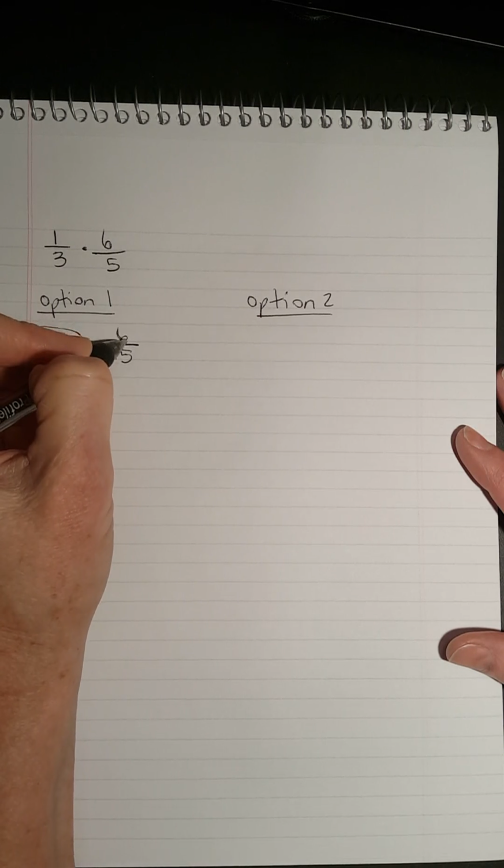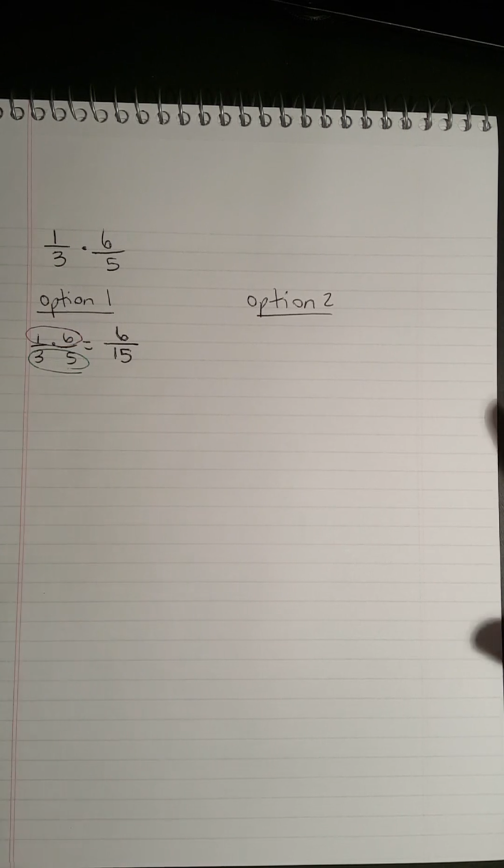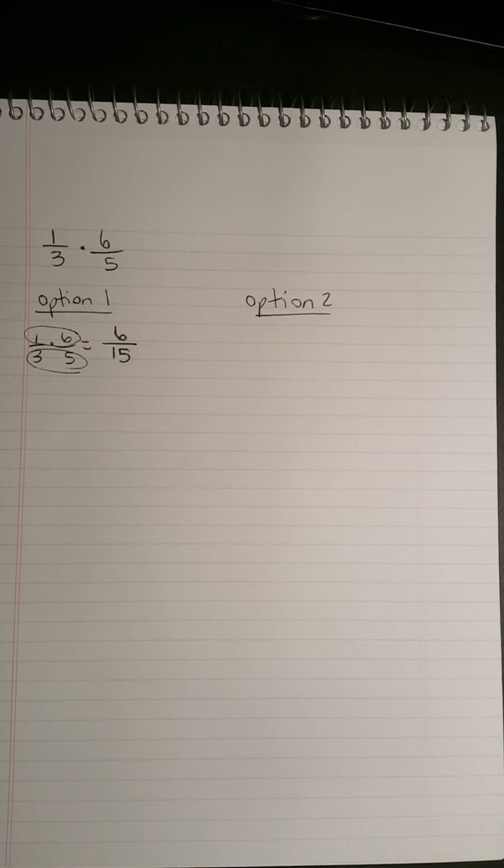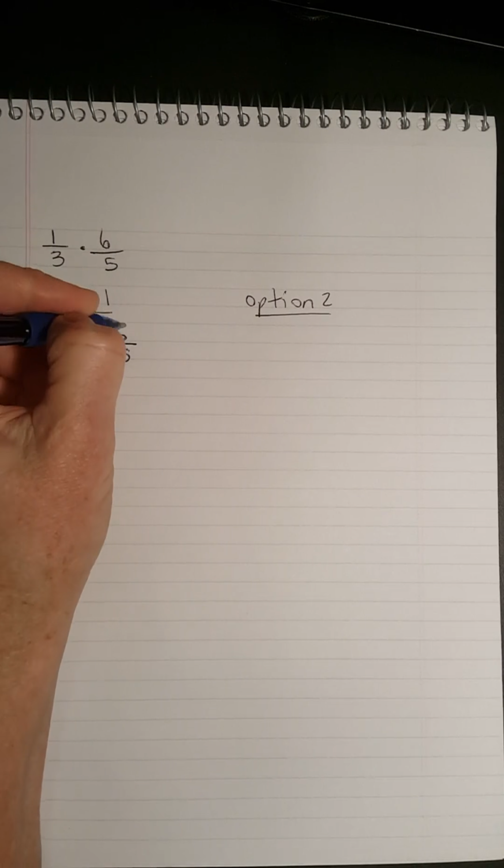At this point, you have to be really good with your factors. So factors are numbers that go into other numbers. So we need to look for a factor that goes into 6 and 15. Again, this is a fairly simple problem, so it should be fairly straightforward. But we're going to divide both of these numbers here by 3.